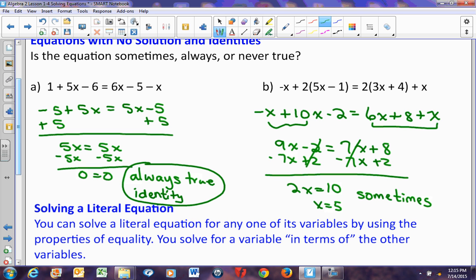If you get a false statement, for example, maybe I would have gotten 4 equals 12. 4 never equals 12. And since 4 never equals 12, it would be never true, and there would be no solution. So this has a solution, and that makes it sometimes true.